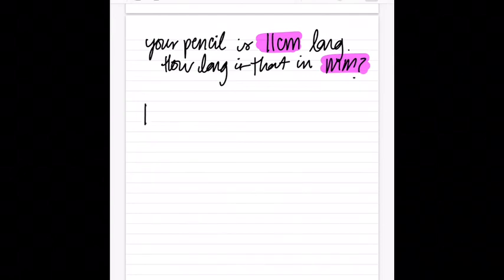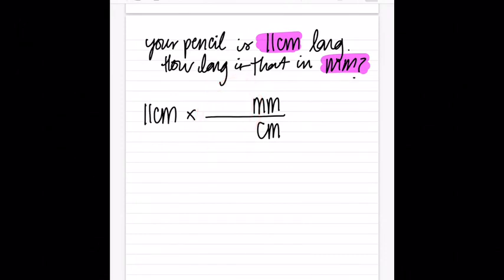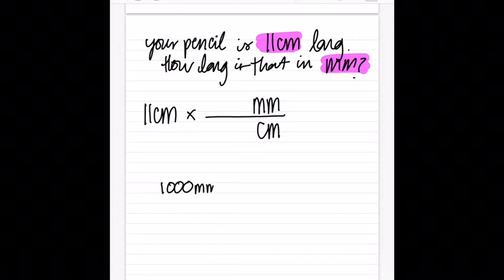So I'm going to start with 11 centimeters. Okay, set up my conversion factor. Step 2. Units that I already have go on the bottom, units that I want go on the top. And now all I've got to do is fill in these numbers here for my conversion factor. Conversion factor is 1,000 millimeters is the same thing as 100 centimeters. So I'm going to put 1,000 with millimeters, and 100 with centimeters.